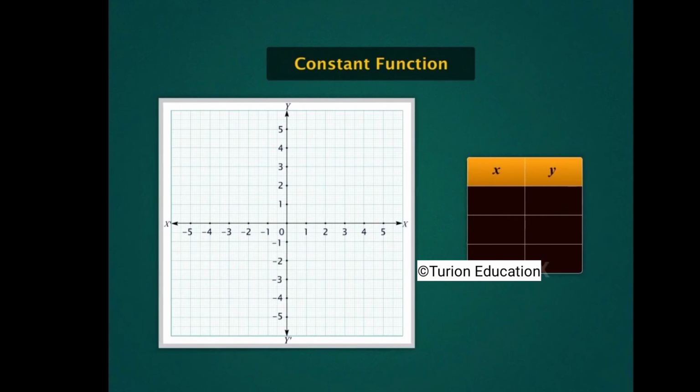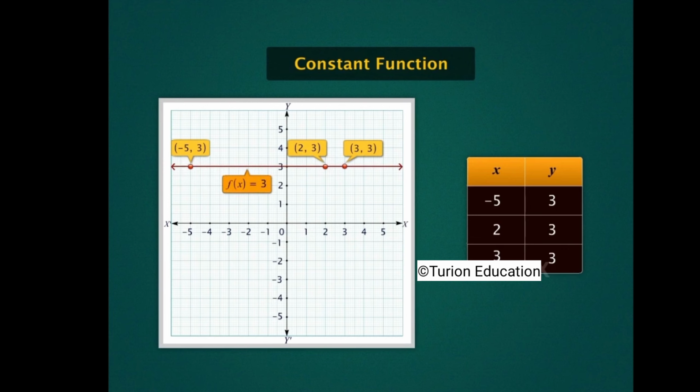As for any graph, we can take a few values of x in the domain. The corresponding value of y remains 3. Using the ordered pairs obtained, we plot the graph of this function. Let's plot these ordered pairs to get the graph of this function. As we can see, the graph of the constant function is always parallel to the x-axis.